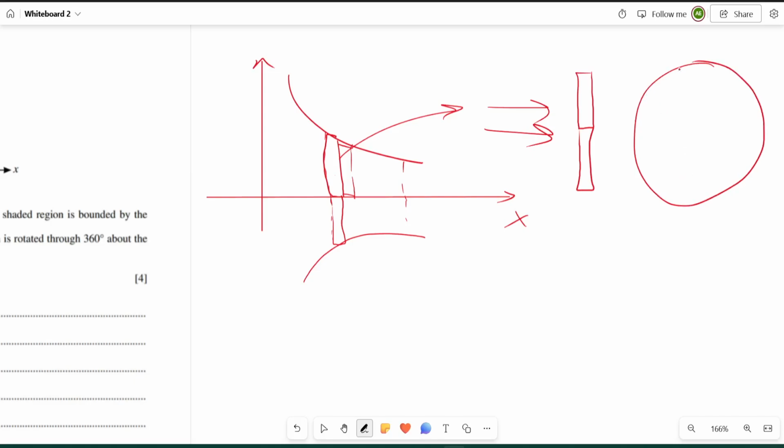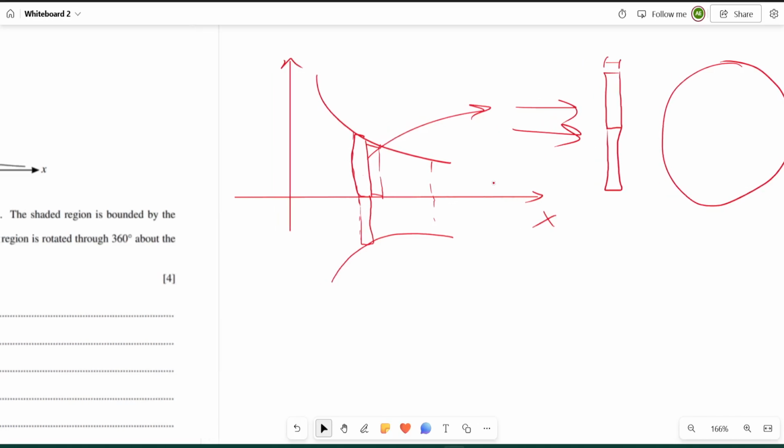and it has a thickness. It has the thickness, and this is the thickness of the disk. Okay, so what we're going to do to find the volume is cut up this area into lots and lots of very small rectangles, like here. Lots and lots of small rectangles.